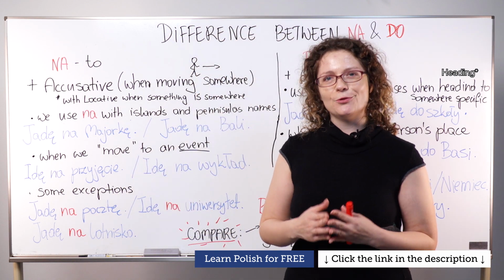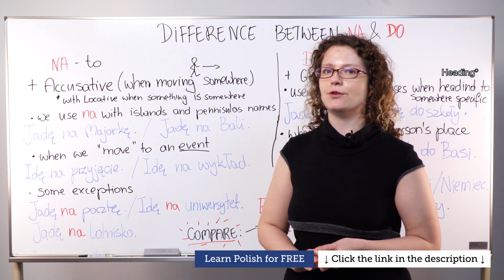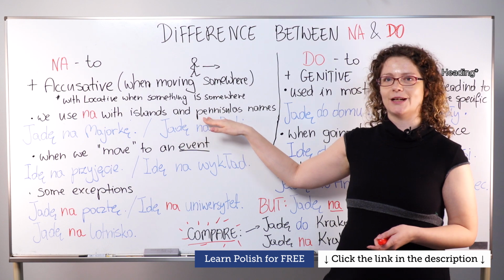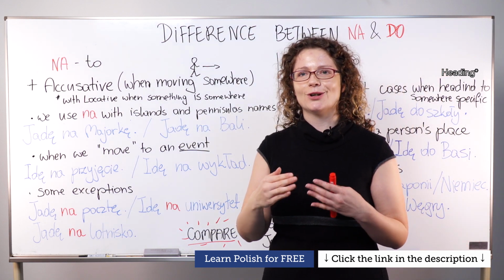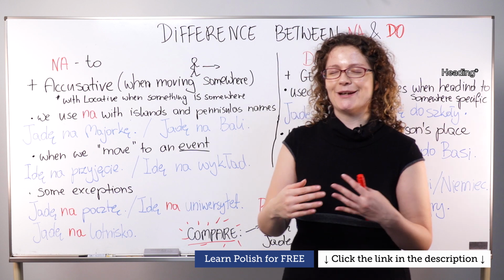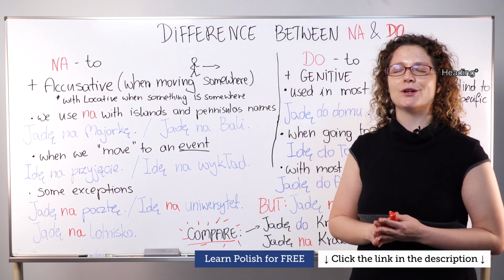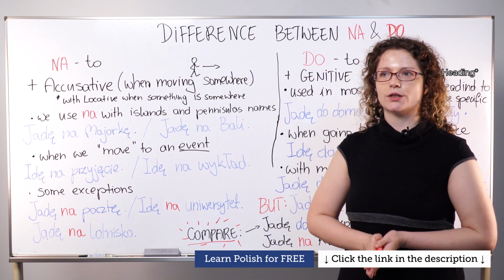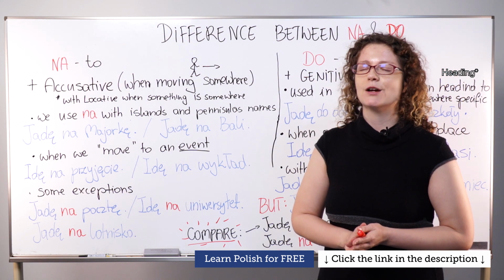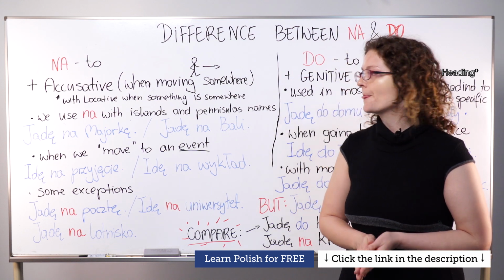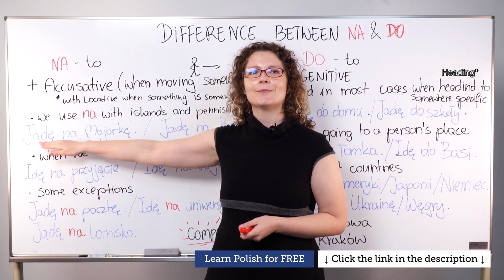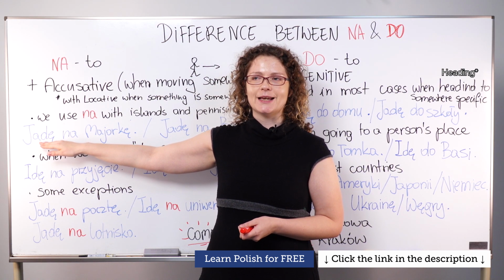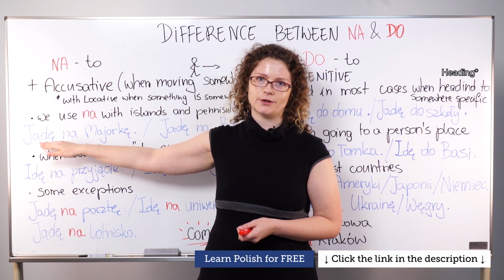And now, when do we use na? Well, first, we use na with islands or peninsulas. So when we are talking about going to an island, or going to a peninsula, we will use na. And the name of the island or peninsula that follows will be in the accusative case. So, for example, you can say, jadę na Majorkę. Jadę na Majorkę means I'm going to Majorca.